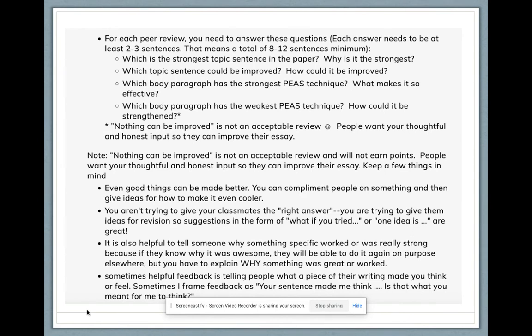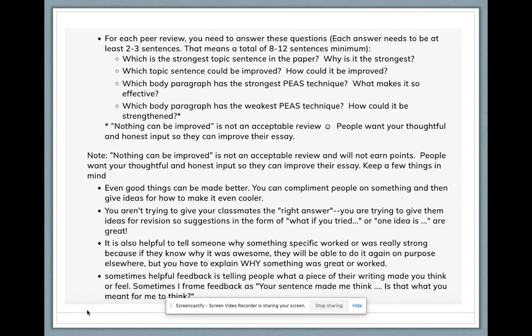Right. So, which body paragraph has the strongest P's technique and what makes it so awesome? Which has the weakest P's and how could it be strengthened? Please keep in mind, like last time, and I didn't see people doing this, but saying nothing can be improved is not an acceptable review.